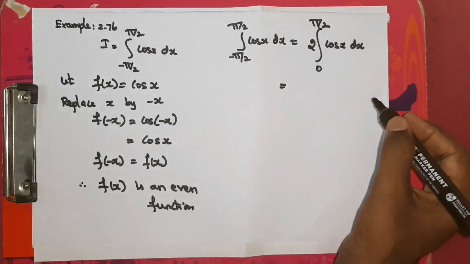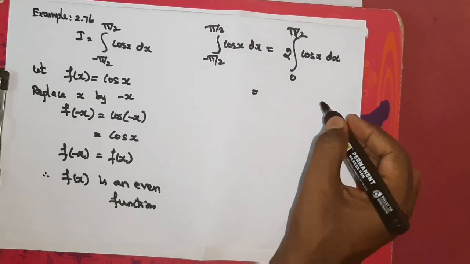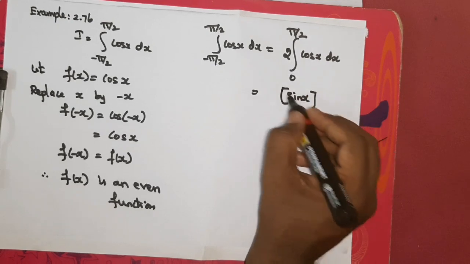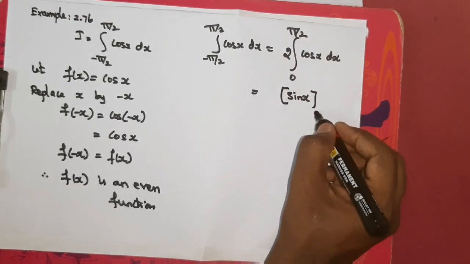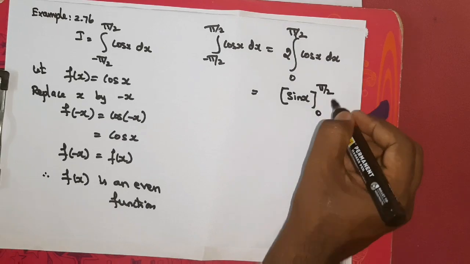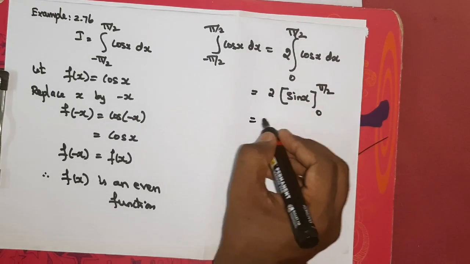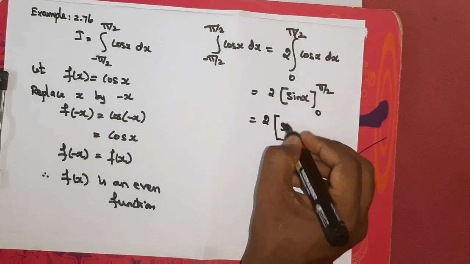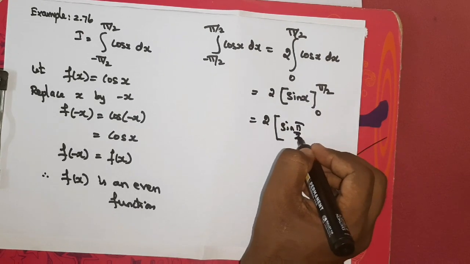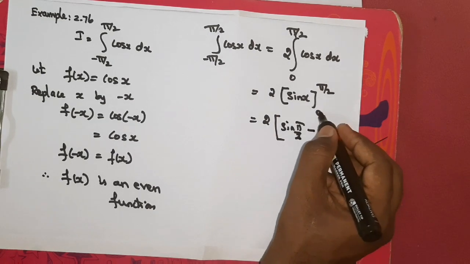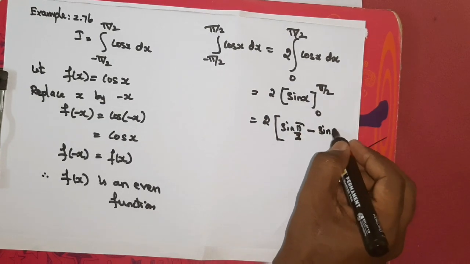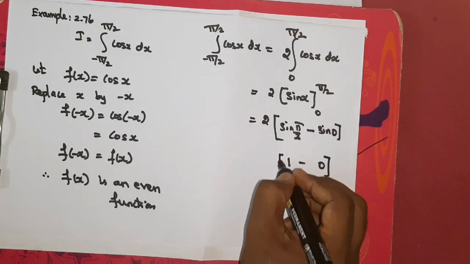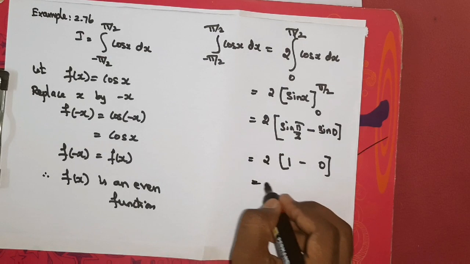Yes. When you integrate cos x, the answer is sin x, right? So sin x, after integration put brackets, and the limits you should write on the right side of the brackets. Now apply the upper limit. When you apply the upper limit pi by 2 in x place, you get sin pi by 2 minus the lower limit substitution sin 0. So what is sin 0? 0. What is sin 90? 1. So 2 into 1, 2.